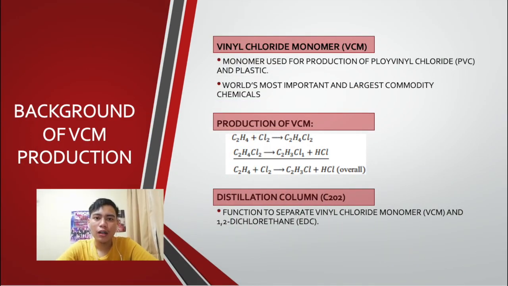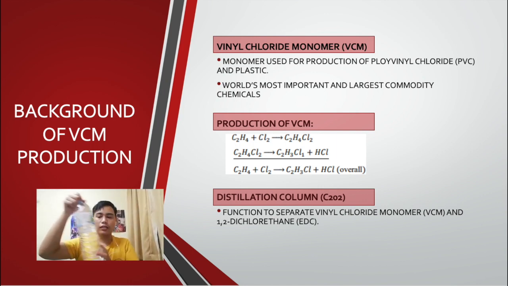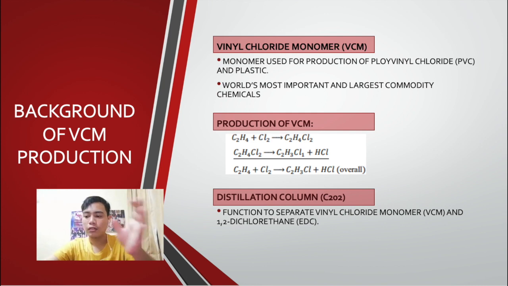Now I will be presenting about the background of VCM production. So basically, what is VCM? VCM stands for vinyl chloride monomer, which is the monomer that we use to produce PVC. It's like a raw ingredient to make plastic. The monomer is used in the production of PVC, which is polyvinyl chloride, and plastics, and it is one of the most important ingredients in the current industry.